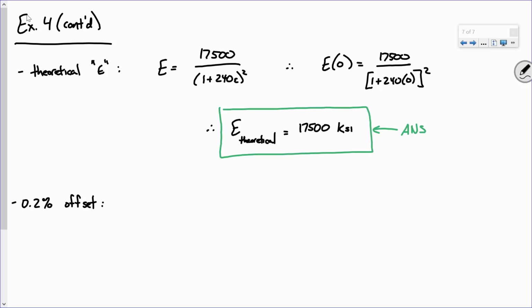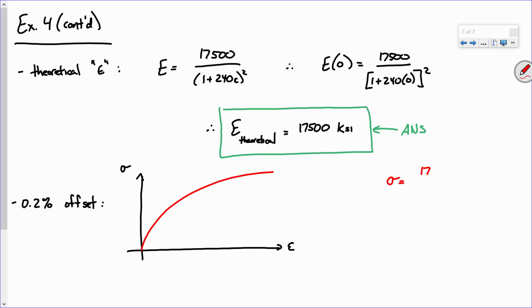So what we've got is this. Here's our data. This is our stress. This is our strain. We have a stress-strain curve, which looks something about like that. What's the equation for that curve? It's sigma equals 17,500 times epsilon over 1 plus 240 epsilon. Let's be clear. It's not this. This was the derivative. This is the actual stress-strain curve, right?